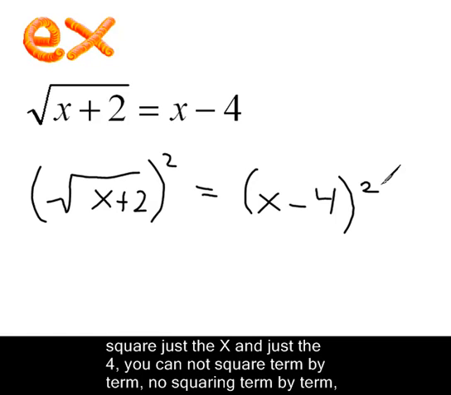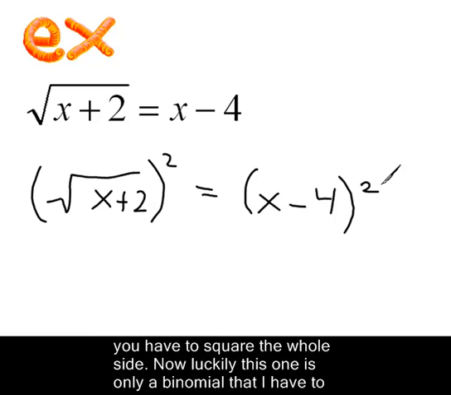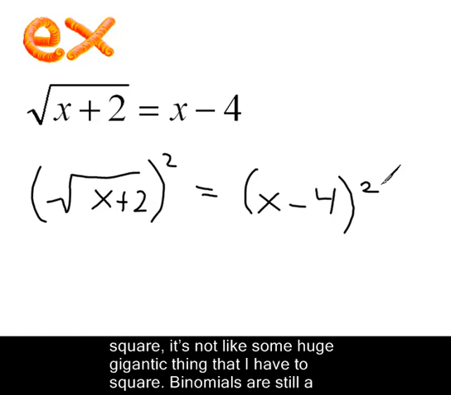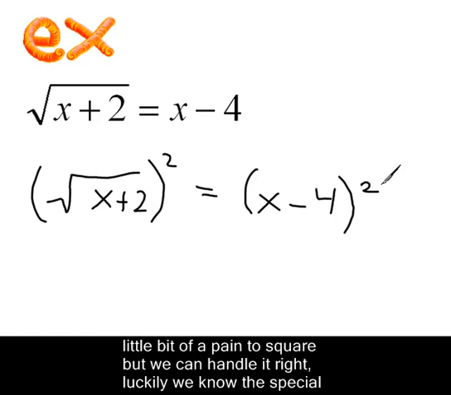You cannot square term by term. No squaring term by term. You have to square the whole side. Now, luckily, this one is only a binomial that I have to square. It's not some huge, gigantic thing. Binomials are still a little bit of a pain to square, but we can handle it, right?